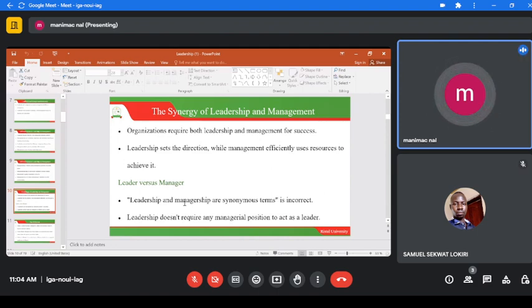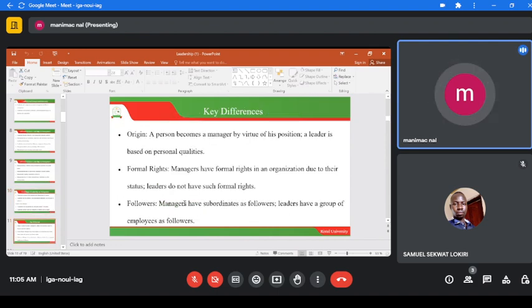Furthermore, leaders versus managers. What do we mean by this concept? When you are looking at leaders and managers, how can we synergize the two? Because when you look at the synonyms, they are incorrect. Leaders do not require any managerial position to act as a leader, because they are elected by people. It is the people who appoint them, who believe in them, who respect them, and they are intelligent. That's why they are appointed as leaders.